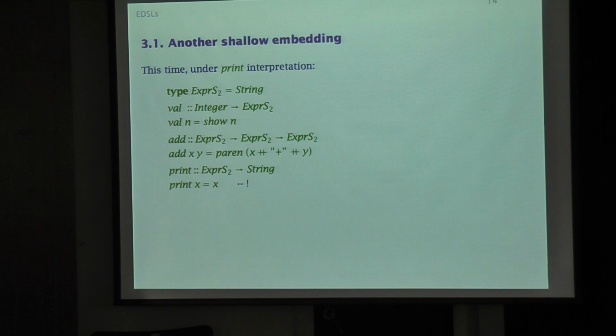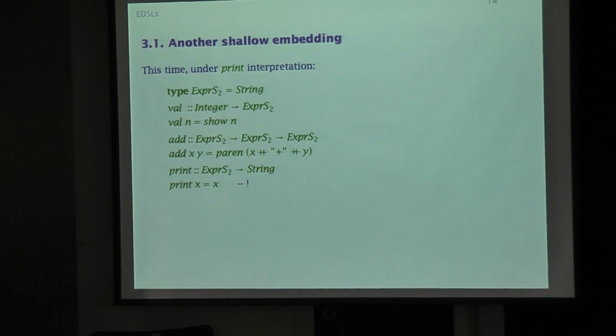They're non-recursive functions. But val has to take an integer and make an expression, and add has to take two expressions and make an expression. So val takes an integer and makes an expression by using show, and add takes two expressions and makes an expression by gluing them together correctly this time. That's what I should have written last time, with the plus in it. And again, the semantics is the identity function. Now, print is supposed to take an expression and give me a string. Well, expressions are just strings. That's what this says. So print takes a string and gives me a string, and it's just going to be the identity. So that's a different shallow embedding.